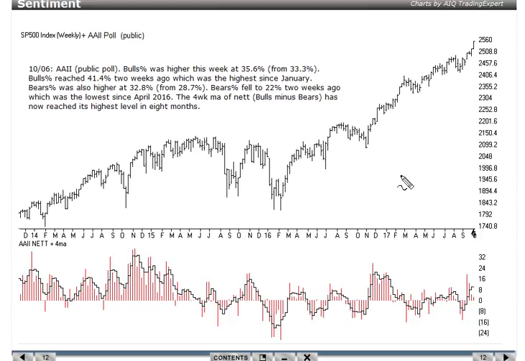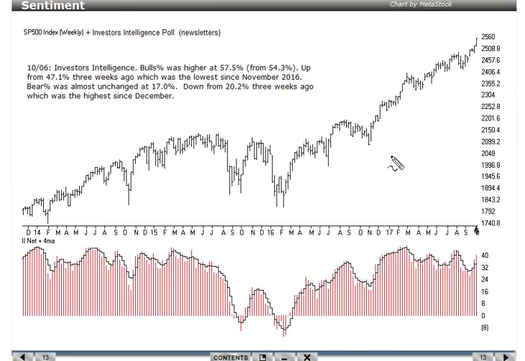Bears percent was also higher at 32.8%. It's worth noting that the 4-week moving average of net bulls minus bears, that's the black line here, has just reached its highest level in 8 months. Investors Intelligence poll, that's the newsletter writers. Bulls percent was higher this week, bears percent almost unchanged.